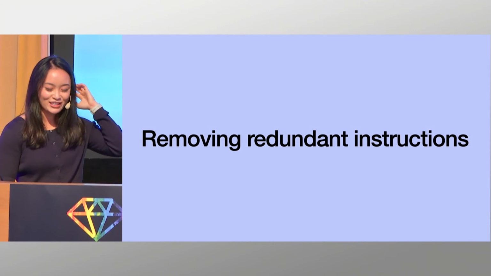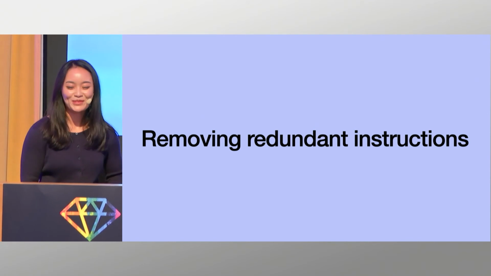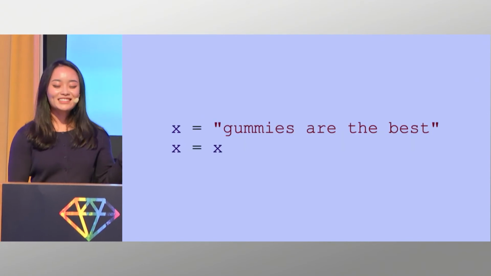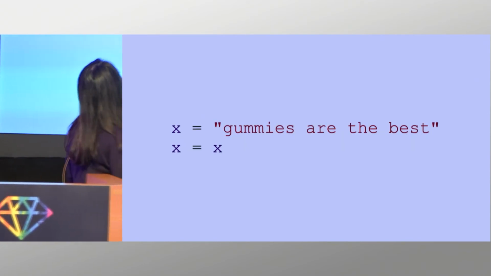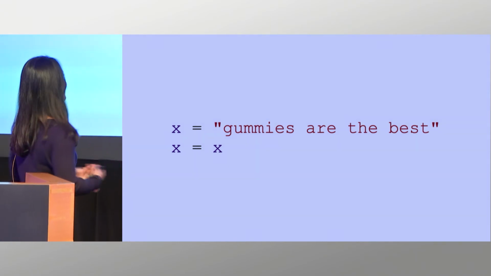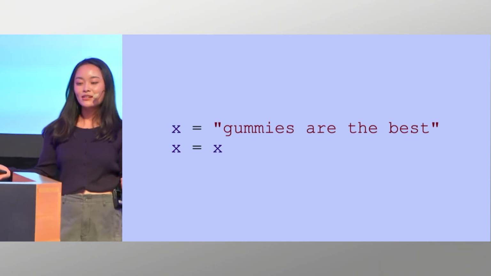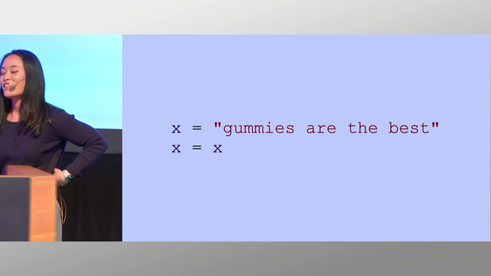Removing redundant instructions. It's kind of similar to removing unnecessary instructions, but anyway. So this is the example code. We have "gummies are the best", which they are, in a string, and then we assign it to x. And then for some reason, we want to assign x to x again.